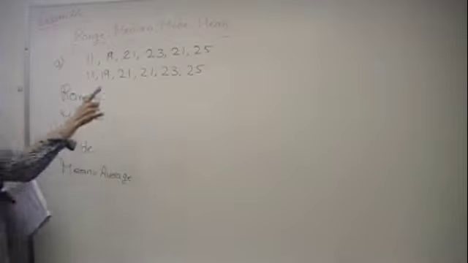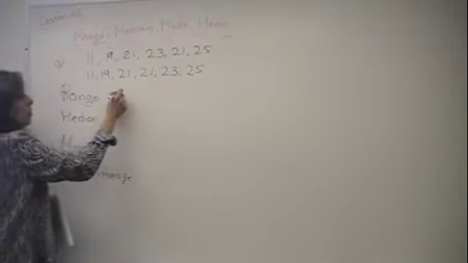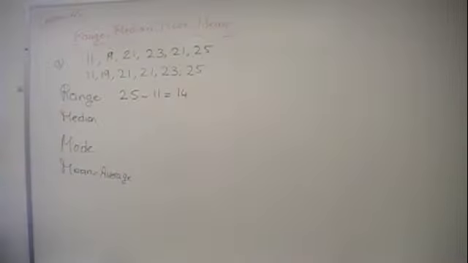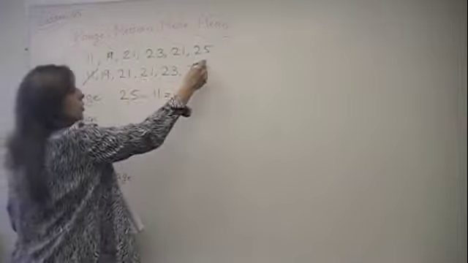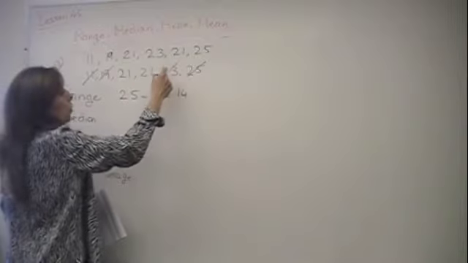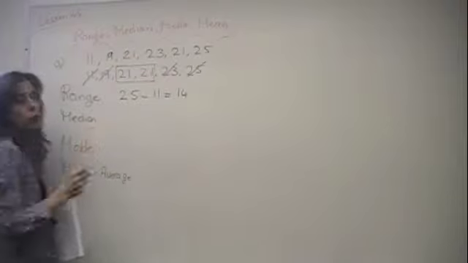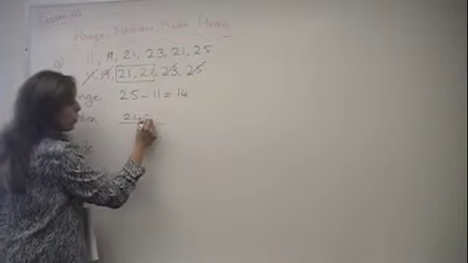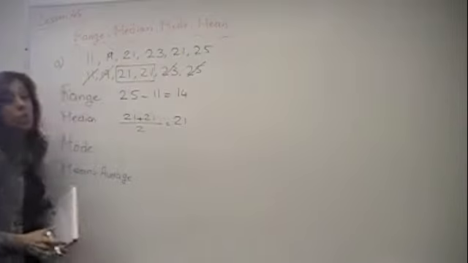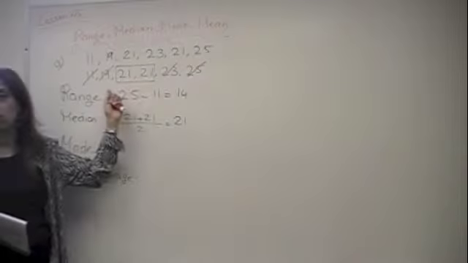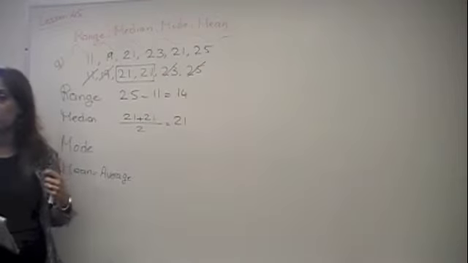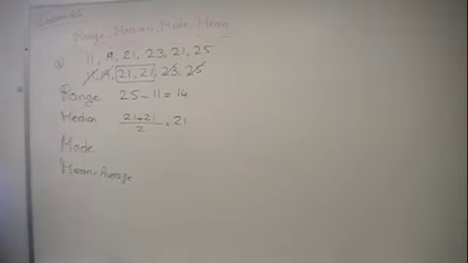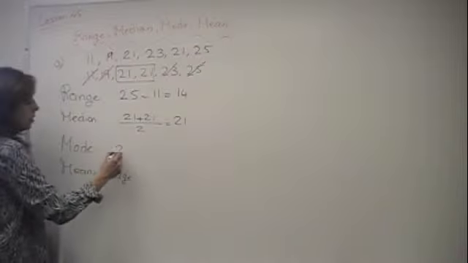To find the range, we're going to subtract 25 minus 11, which equals 14. Median, cross out the 11 with the 25, 19 with the 23. Here we end up with two numbers, 21 and 21. So the median is going to be 21 plus 21 over 2, and it's 21. Sometimes they won't be the same numbers. So you average the two numbers that you have after you cross out one from the left, one from the right. Mode is the number that gets repeated the most, and it's 21.